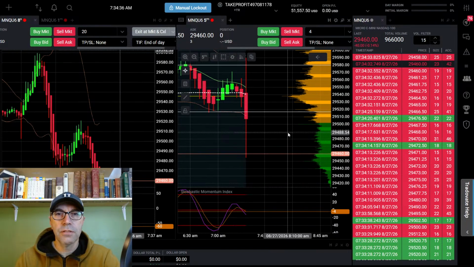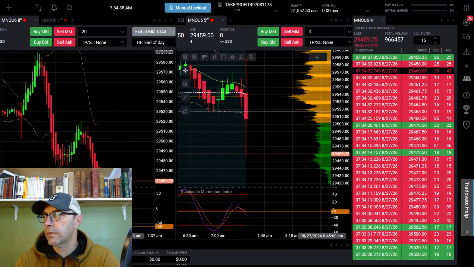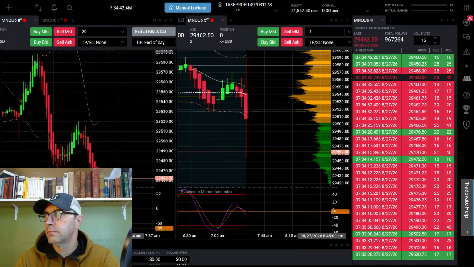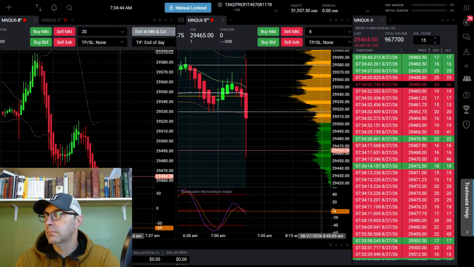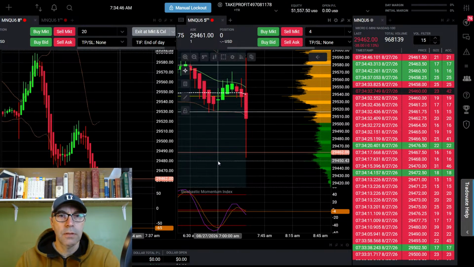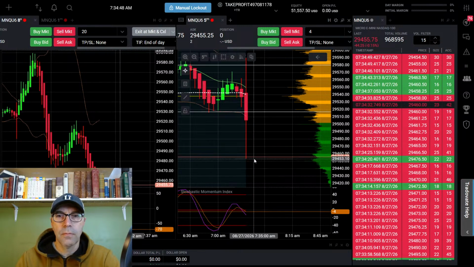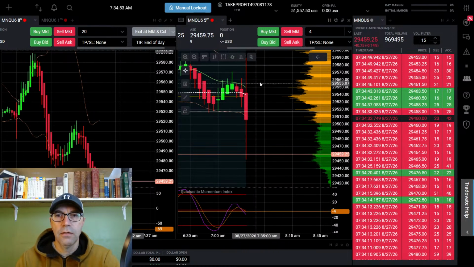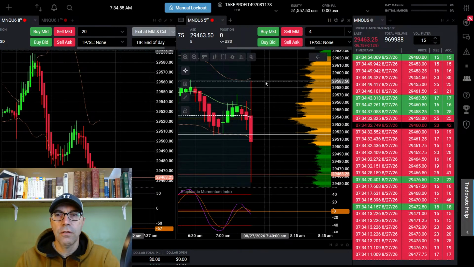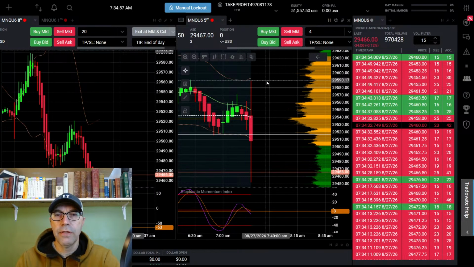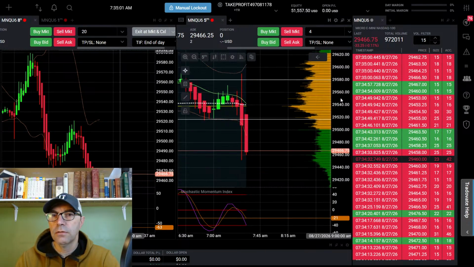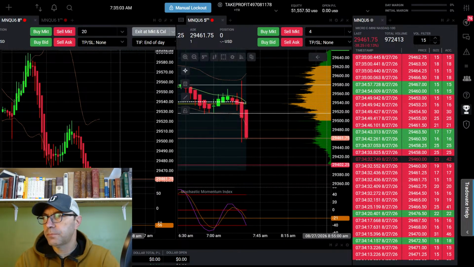Wow, look at this move. Look at that. What a nice move. $450 to 590, 140 point candle.